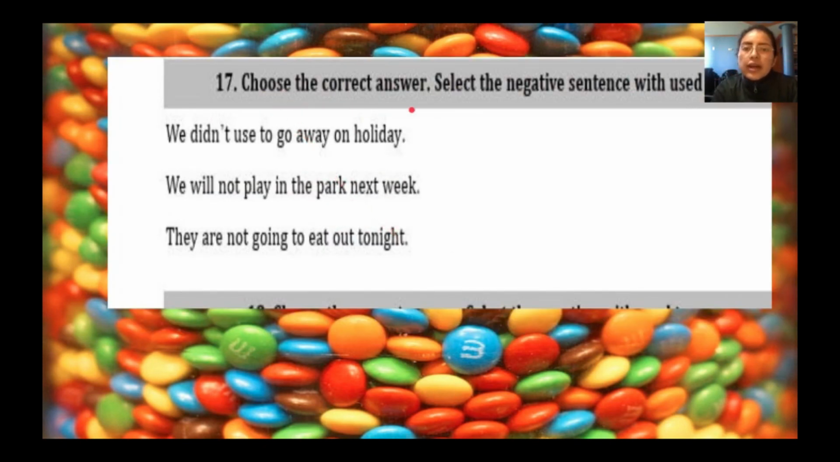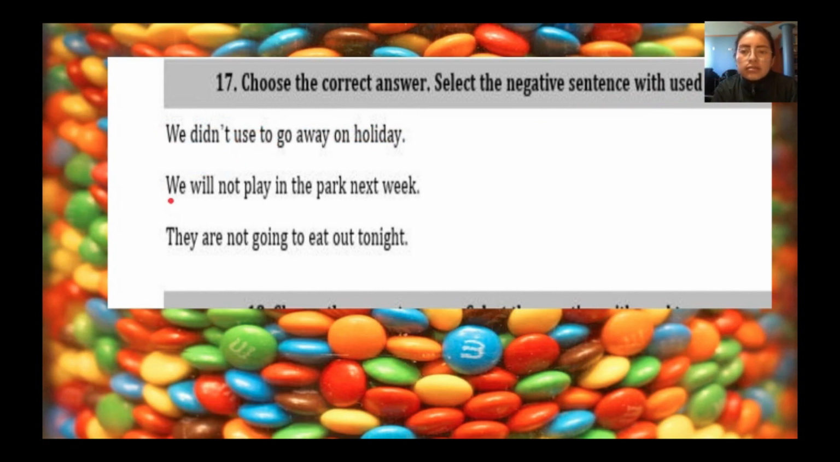Choose the correct answer. Select the negative sentence with used to. We didn't used to go away on holiday. We will not play in the park next week. They are not going to eat out tonight. In this case, the instructions say the sentence with used to. In this case, the first sentence is using used to.